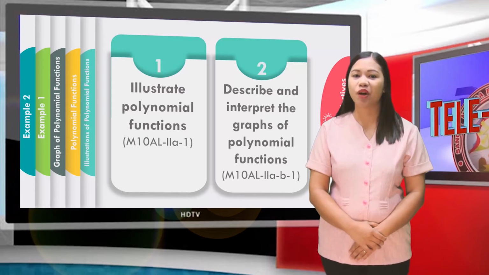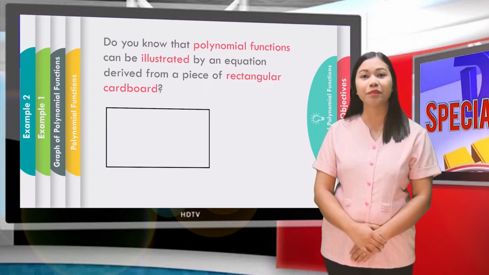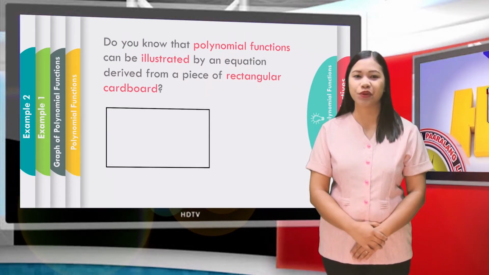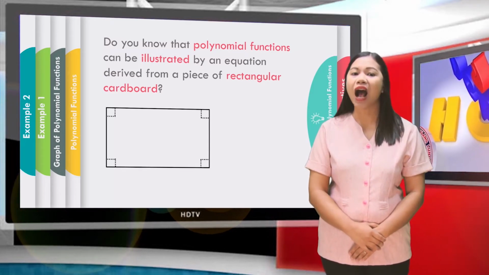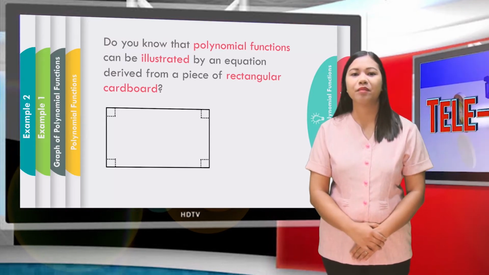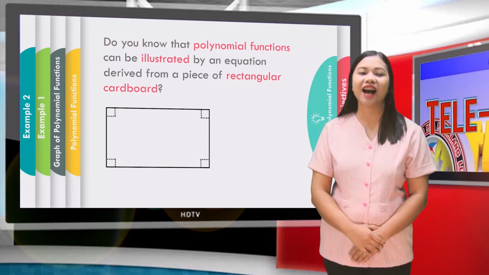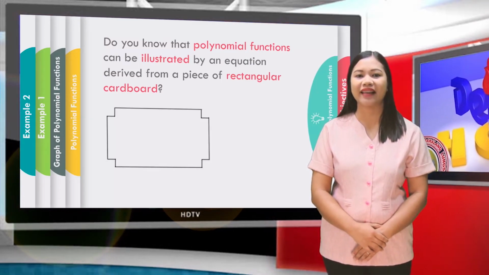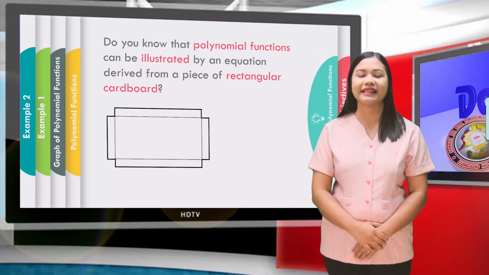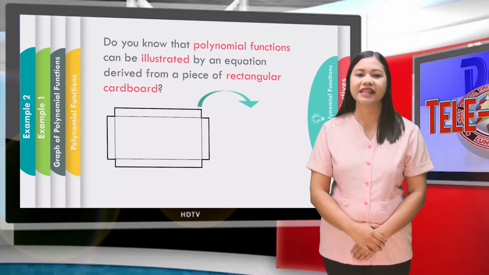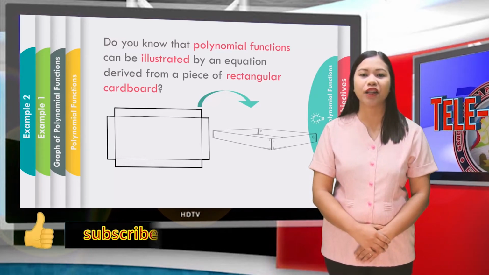Did you know that polynomial functions can be illustrated by an equation derived from a piece of rectangular cardboard? Yes, that is true. We can make polynomial functions by making an open box. How are open boxes made? Number 1, take a rectangular cardboard. Number 2, cut each corner by following the dotted lines. Number 3, fold along the thin lines. And number 4, staple or glue the sides to each other. We now have an open box.